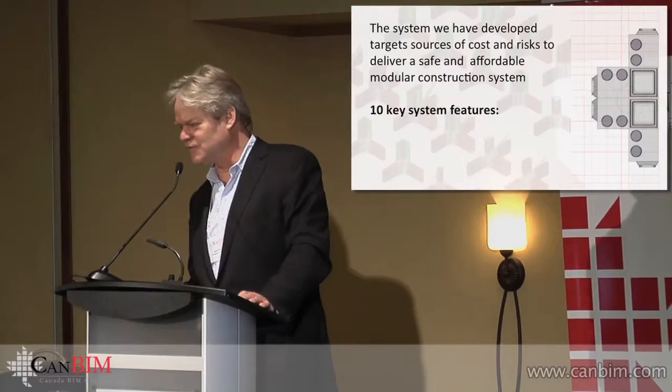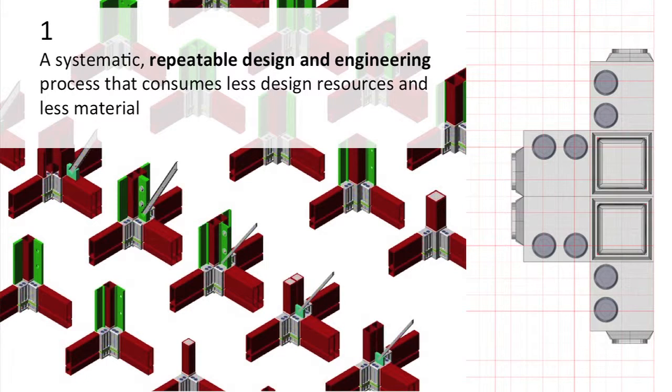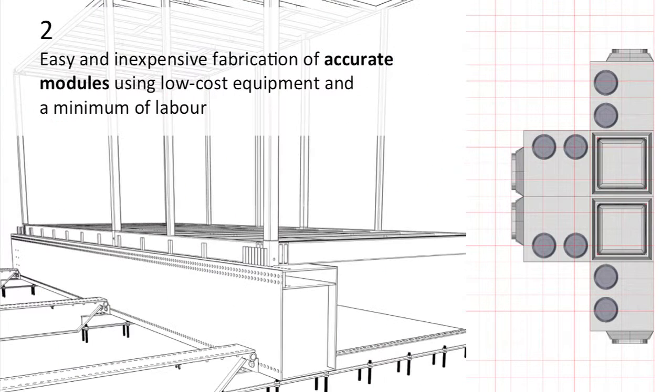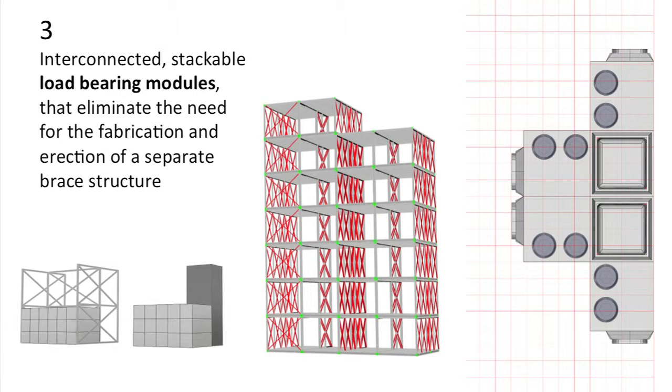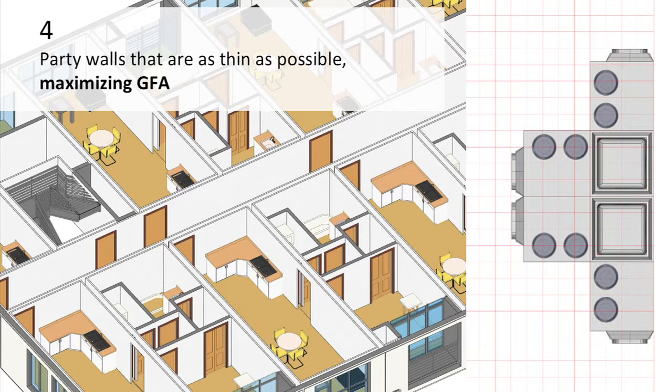So there's 10 key features to the system. Repeatable design and engineering process, so you get to reuse that intellectual labor. Easy fabrication of accurate modules. It's got to be easy. Stackable load-bearing modules, so you don't have to erect a separate brace tower or brace structure. Thin walls, so you've got lots of gross floor area. You're not using it all up in ancillary structure.